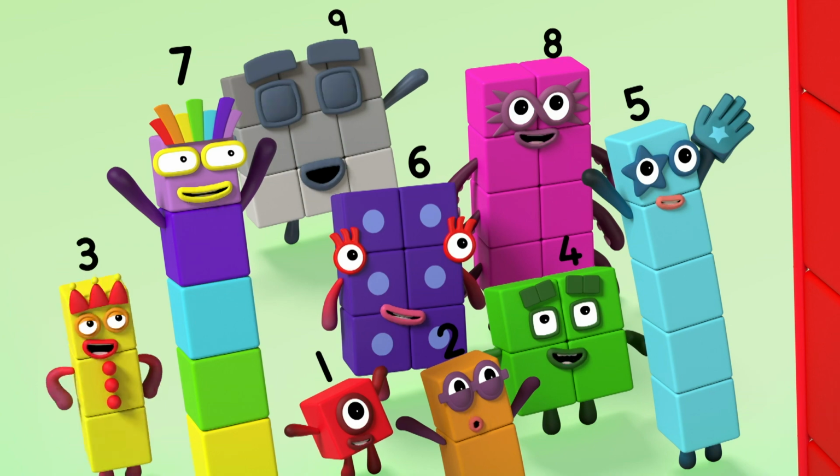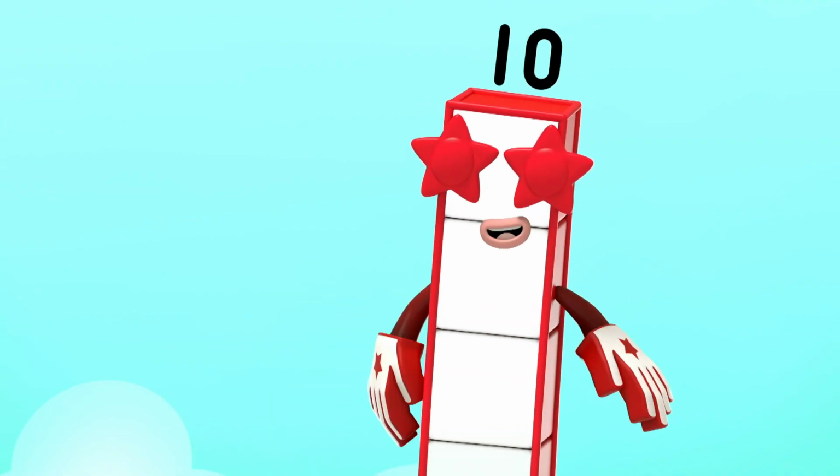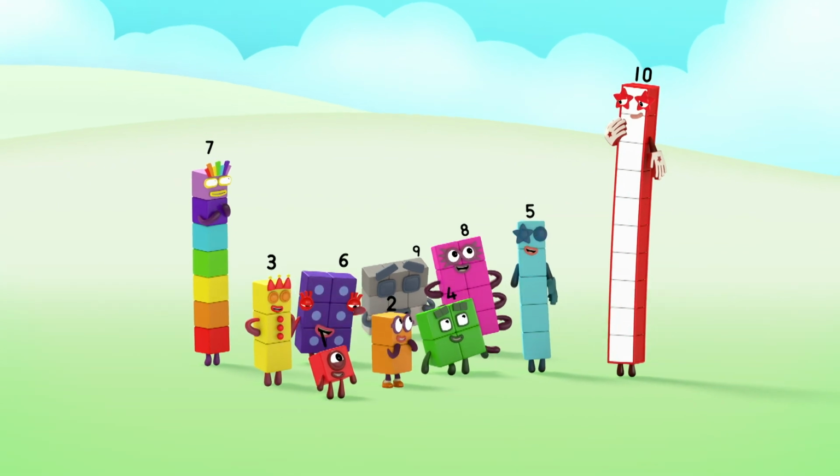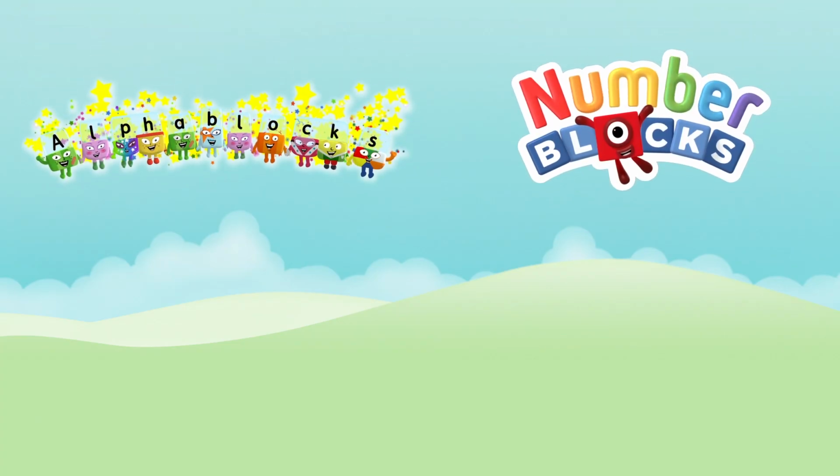And what do you want to do today, 10? I need a nap. Oh. 1, 2, 3, 4, 5, number blocks. 1, and another 1 is 2, and another 1 is me. That's 3. 5, 4, 3, 2, 1, time for some number fun. You can count on us with another box.